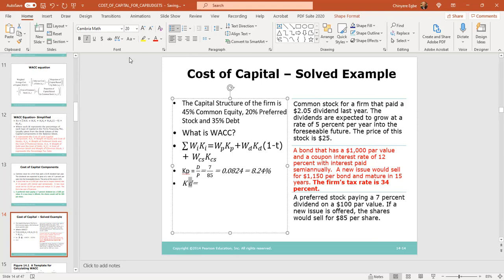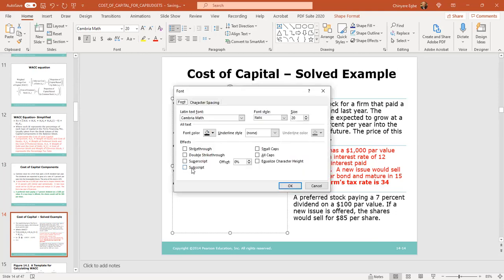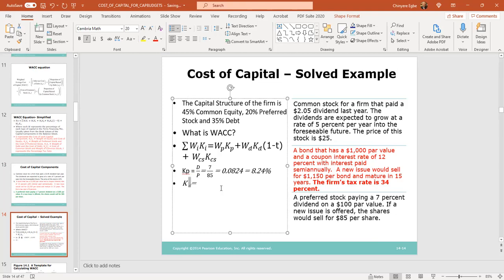Now the matter is very, very simple. Let's not go through a lot of rigmarole about it. The cost of debt is the yield to maturity on the debt. So we're going to use the formula for yield to maturity in order to calculate the cost of debt. And what would that be?